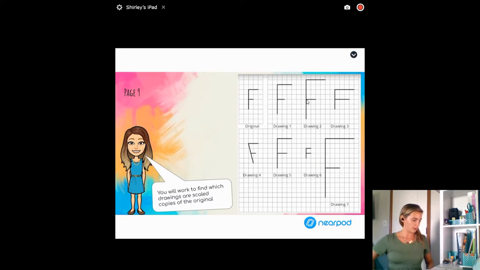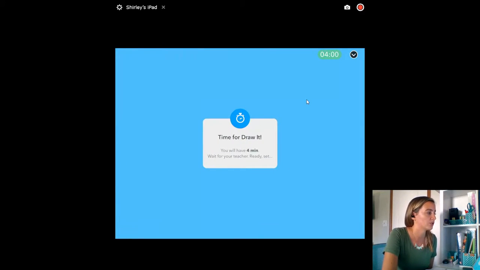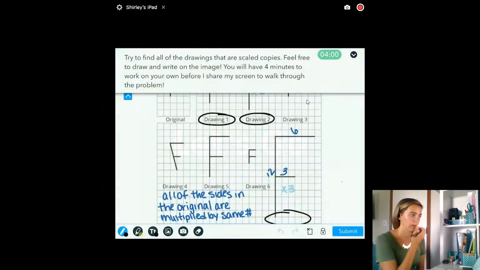Alrighty, so moving on to the next one, you see a bunch of letter Fs. One of them is your original image, and then you have 7 more drawings. So whenever I switch the slide, you're gonna get timed for 4 minutes to work on this screen. What I want you to do is try and figure out which of these drawings are scaled copies of the original. So you don't have to necessarily know the right method to do it. I'm just giving you the opportunity to draw and try to figure out which ones of these are going to be scaled copies. So whatever you think that means, which ones would you pick?